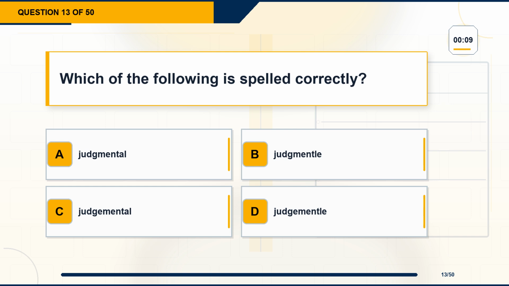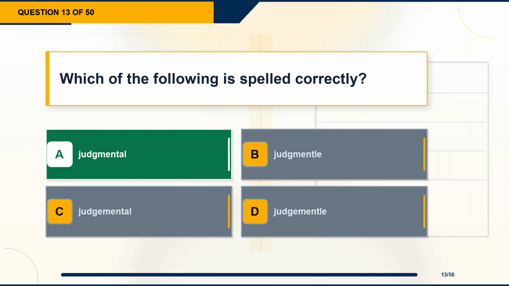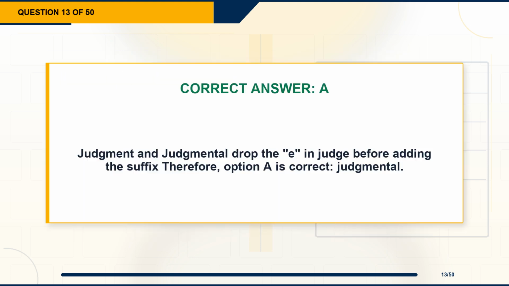Question 13. Which of the following is spelled correctly? Option A, judgmental. Option B, judgmental. Option C, judgmental. Option D, judgmental. The correct answer is option A, judgmental. Explanation. Judgment and judgmental drop the E in judge before adding the suffix. Therefore, option A is correct, judgmental.